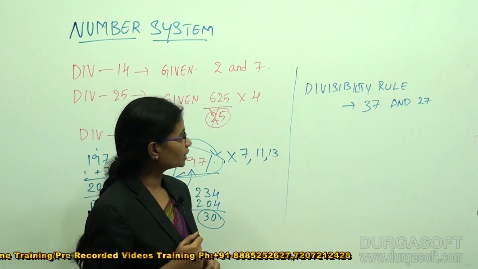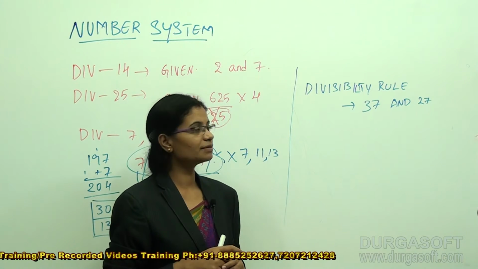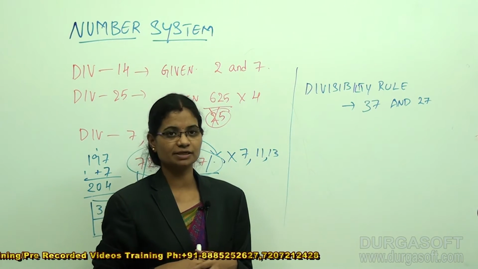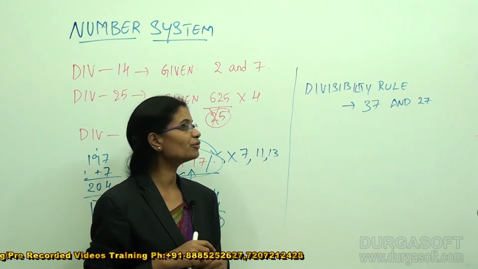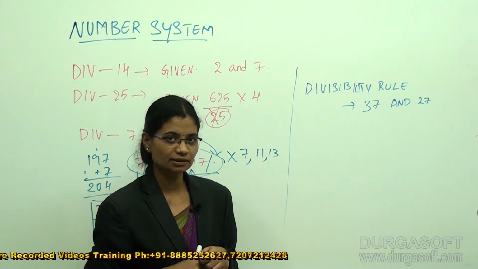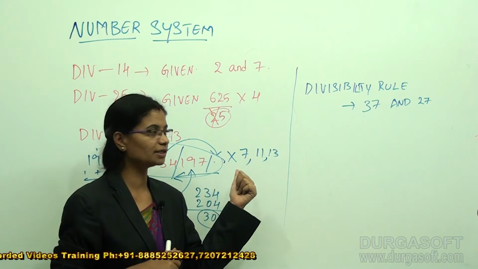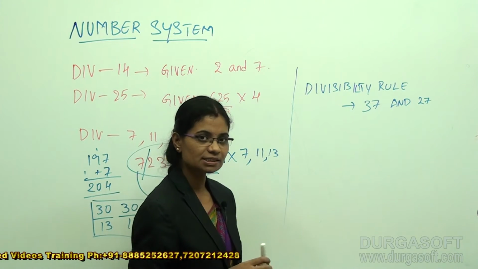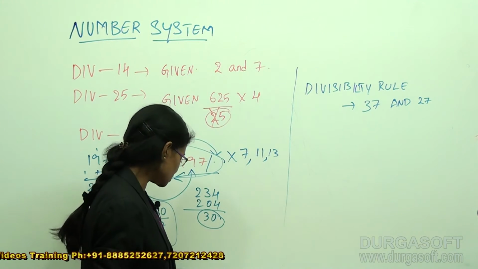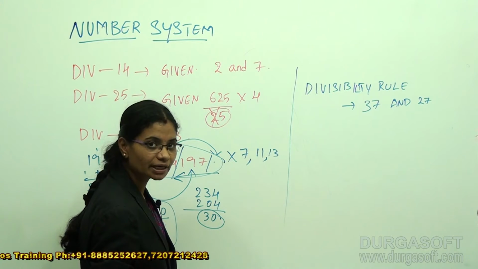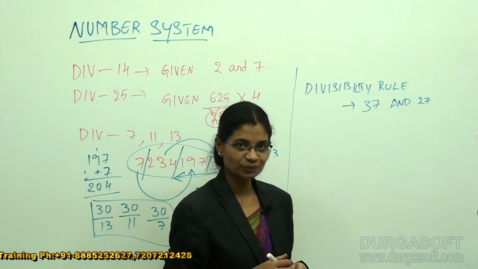So we are just checking whether the given number is divisible by 37 and 27. The rule is common for both 37 and 27, like how we got a common rule for 7, 11, 13. The rule which we are discussing now is common for 37 and 27, right? So let's see how we can go with this.